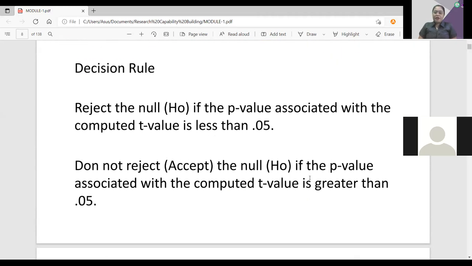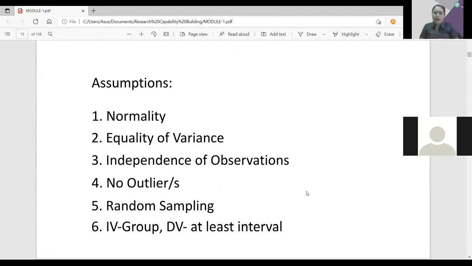Another thing, for example, wait a moment, ha. Okay. These are the assumptions, right, for the parametric test. I mentioned these earlier: normality of distribution, equality of variance, independence of observations. This is just applicable for the independent sample t-test because the groups should be independent from each other. They should not be related. For example, you have the positive control and then the experimental group. So they are not related because these are two chemical substances. So yes. No outliers, random sampling, and then the independent variable should be groupings. So like male and female, and then the positive control and experimental group can also be called the independent variable. But you have to take note that the dependent variable should at least be interval, an interval type of data.